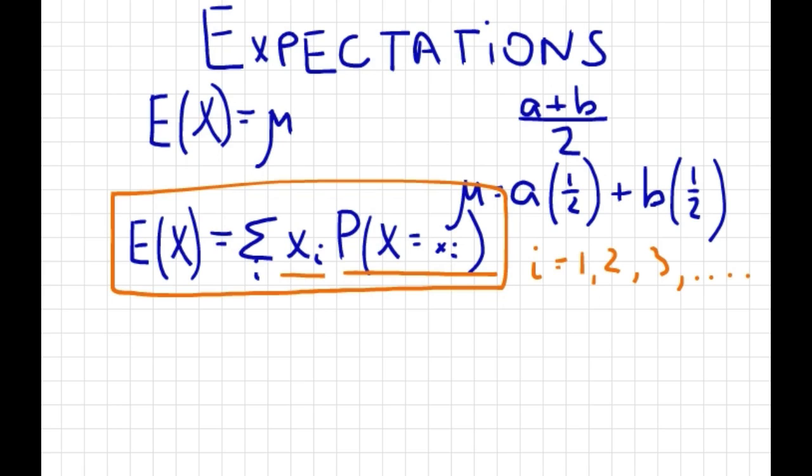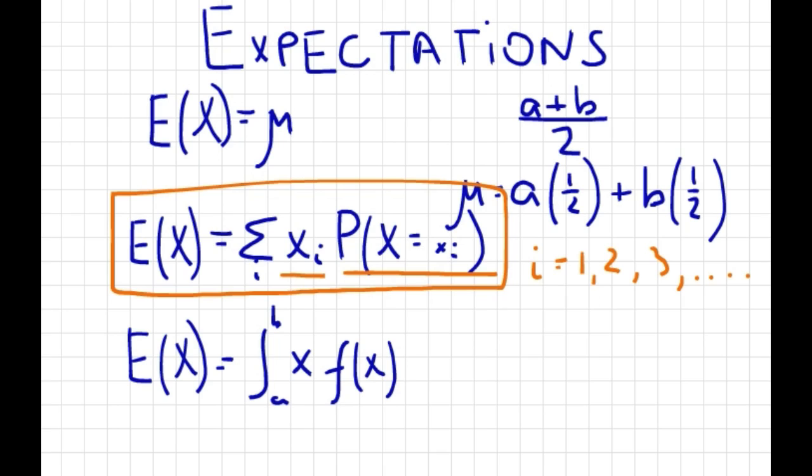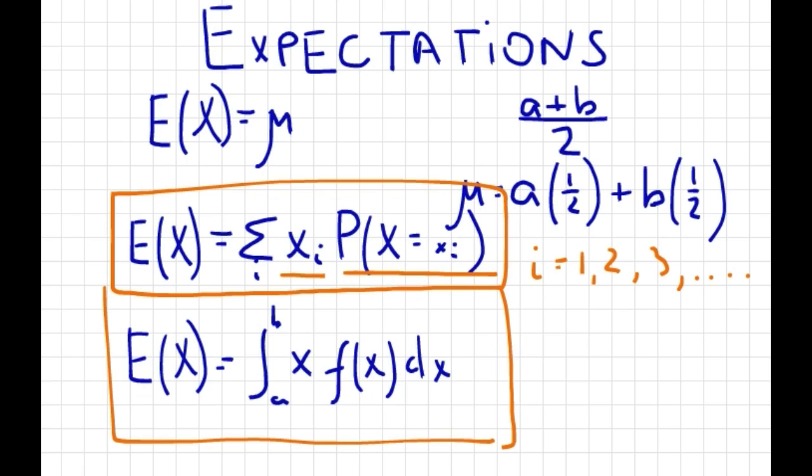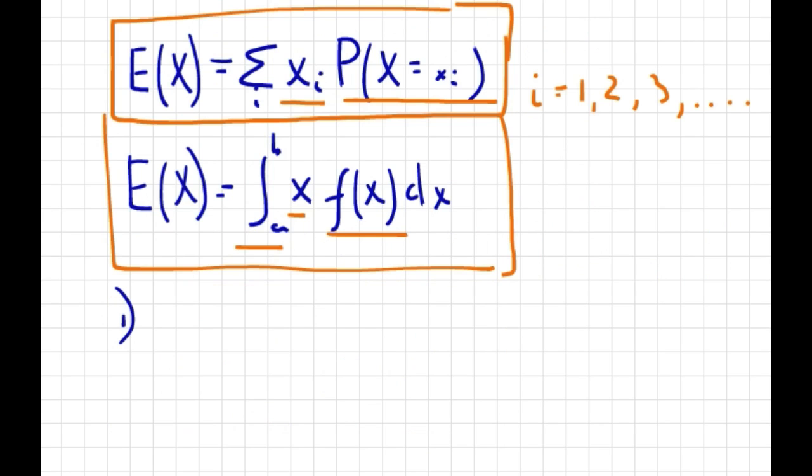For continuous distributions, the expected value formula is slightly different. The expected value can be calculated as an integral from a to b, and again we multiply the x with the probability of x dx. Quite similar if you have a look at it. It's pretty much the same thing, only instead of the sum, we now have the integral. We're still multiplying the x values with the probability of each of the x's happening.